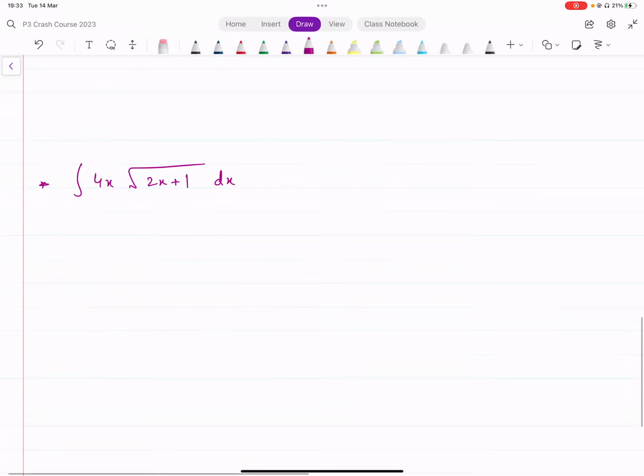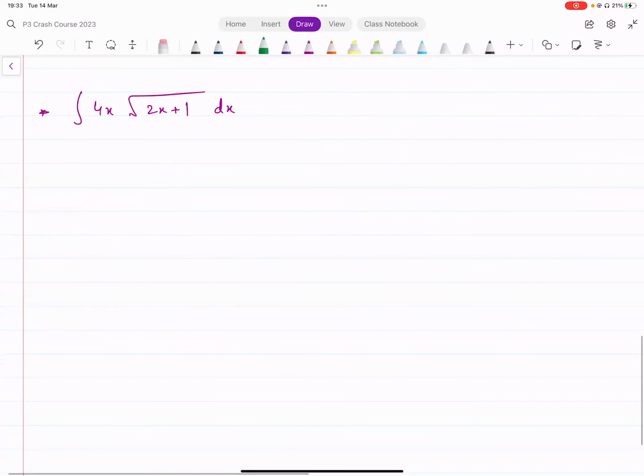And we are given that we should be using this substitution, u equals 2x plus 1. Again, remember, the substitution is going to be given to you. They will tell you what substitution to use. So they've asked you to use this substitution to integrate this expression. All right. Okay, now what do we do here? 2x plus 1 can be replaced with that u. Okay, so that's done.